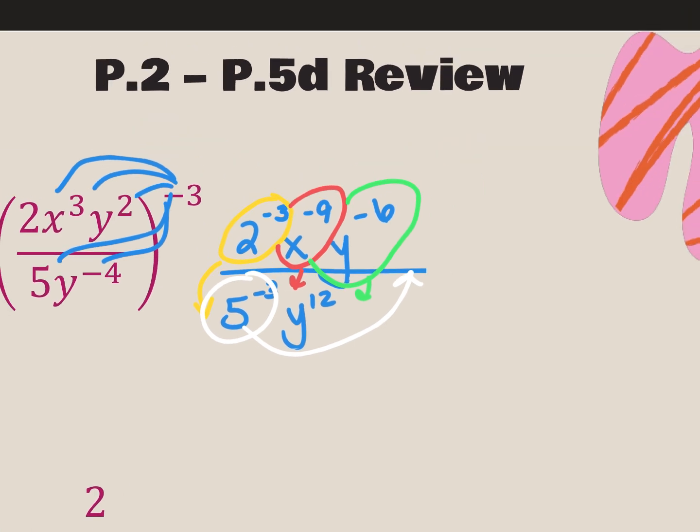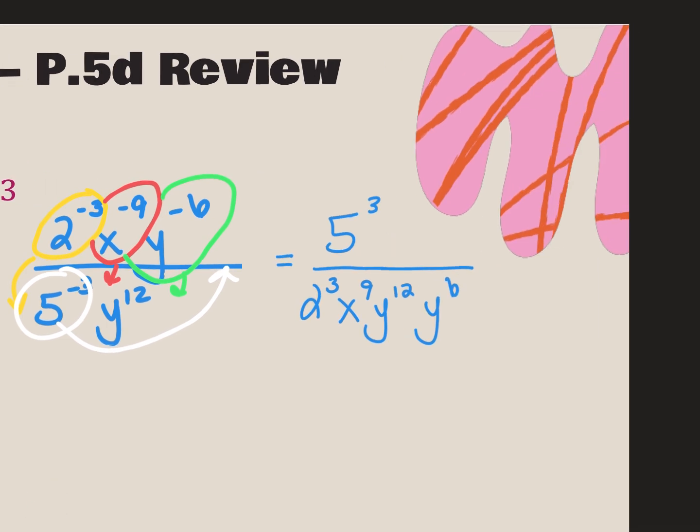So when I rewrite this, I have 5 to the 3rd power in the numerator. Is there anything else in my numerator? No. Everything else is in the denominator. So 2 cubed, x to the 9th, y to the 12th, and y to the 6th. Some of you on your quiz just left your answer like this. This is not simplified, guys. You can simplify the numbers and you can combine exponents.